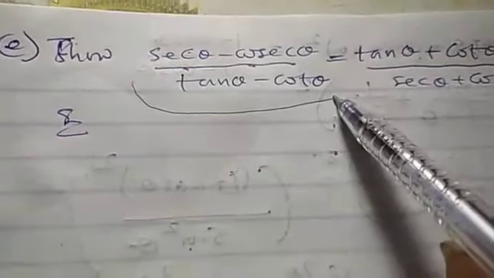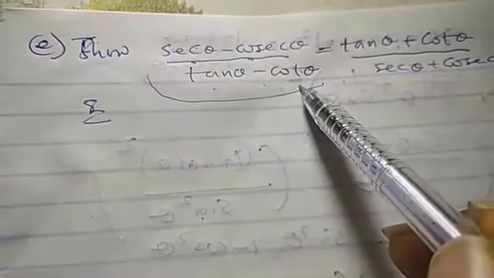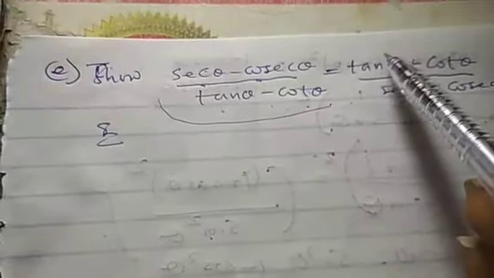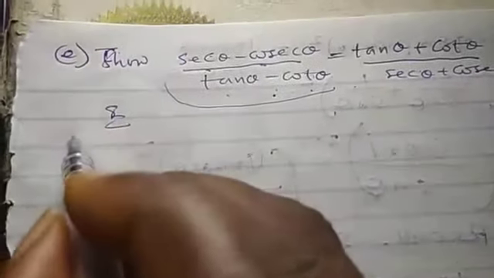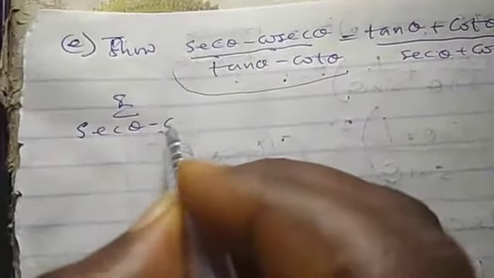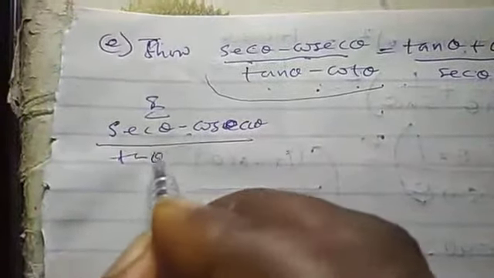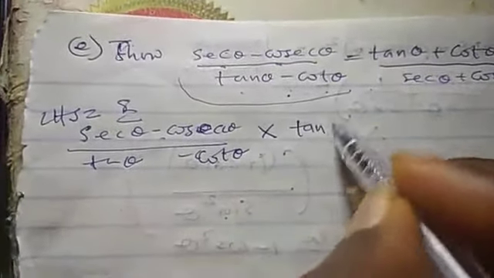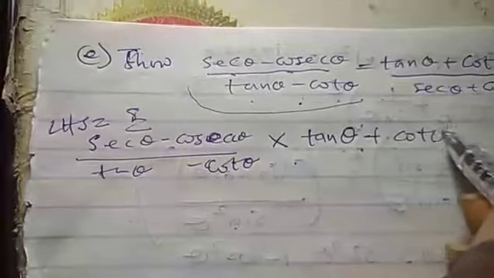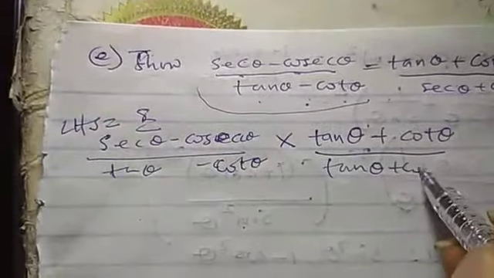Our aim is to show from this place that it will be this. You observe that tan theta minus cot theta is down, while the left hand side is up. Definitely you know that they have rationalized it. So in that case, we start by rationalizing it. Therefore, the left hand side will be equal to sec theta minus cosec theta over tan theta minus cot theta. We rationalize. Rationalization means we multiply by the conjugate of the denominator, that is tan theta plus cot theta over tan theta plus cot theta.